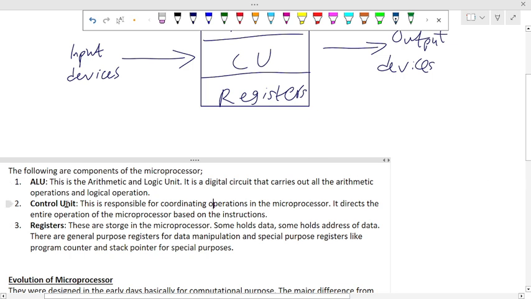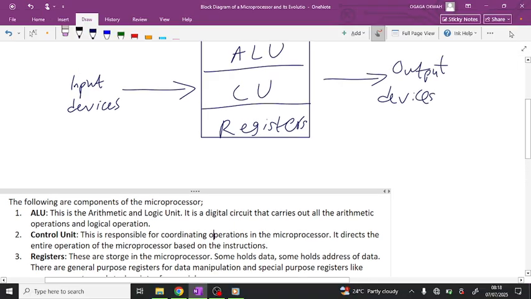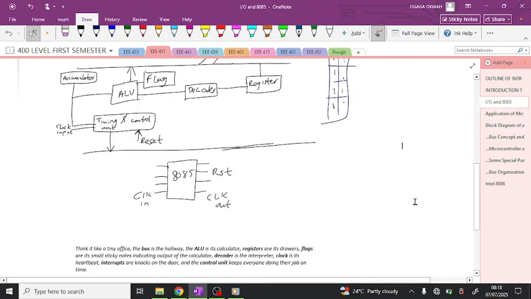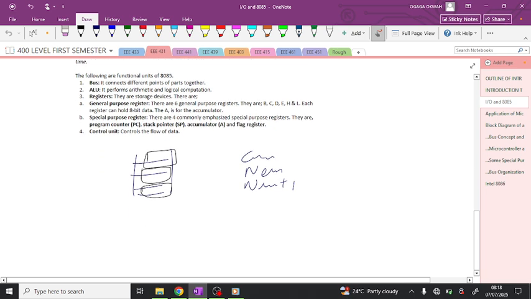The control unit gives that order or gives that coordination. And of course, the registers are storage in the microprocessor. Some hold data, some hold addresses of data, and there are general purpose registers for data manipulation, and special purpose registers like the program counter and stack pointer for special purposes. We give more insights on that in this video.